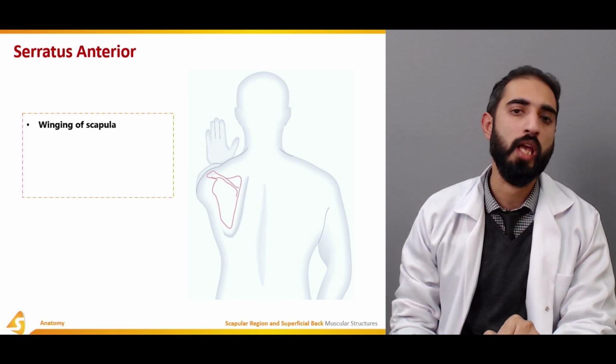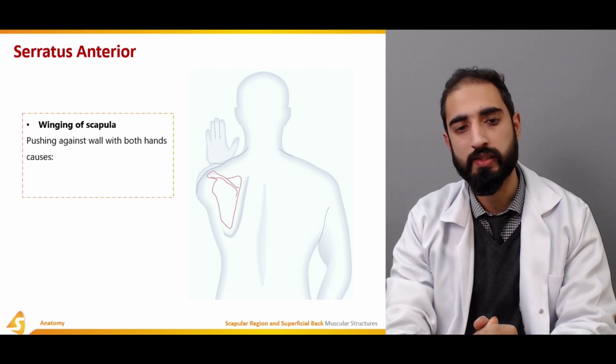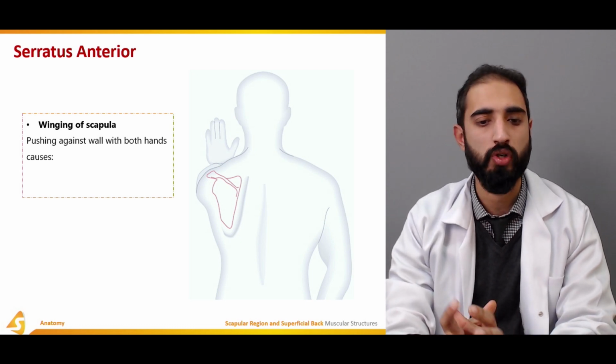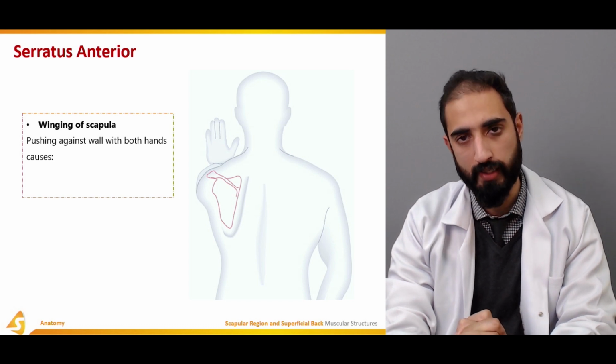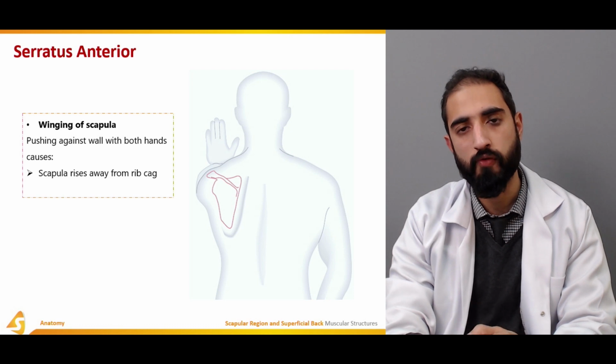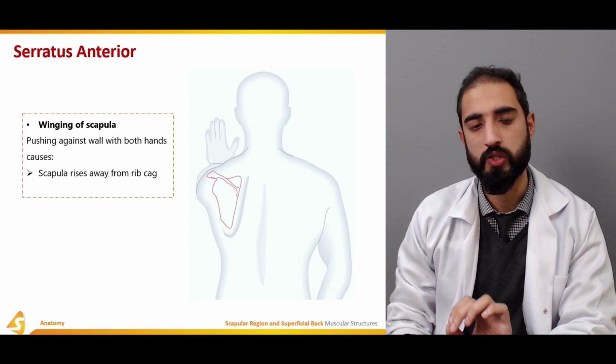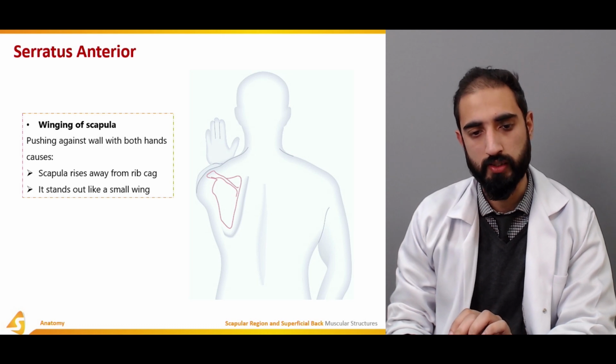So winging of the scapula is actually a phenomenon which occurs when there is weak serratus anterior, as in pushing against a wall with both hands. This causes the scapula to rise away from the rib cage, known as the winging of the scapula, and this occurs when the serratus anterior is weak specifically.